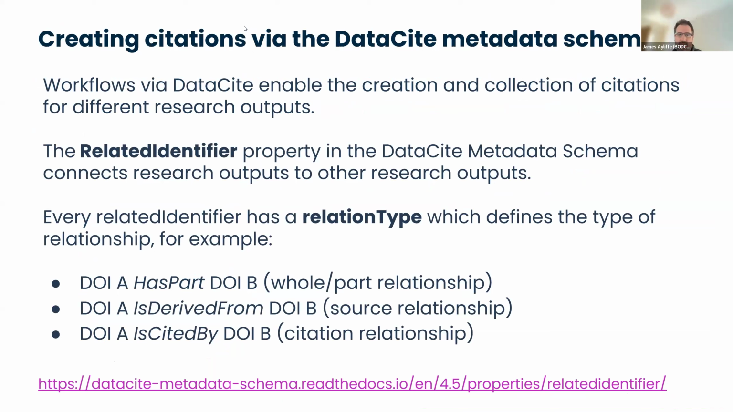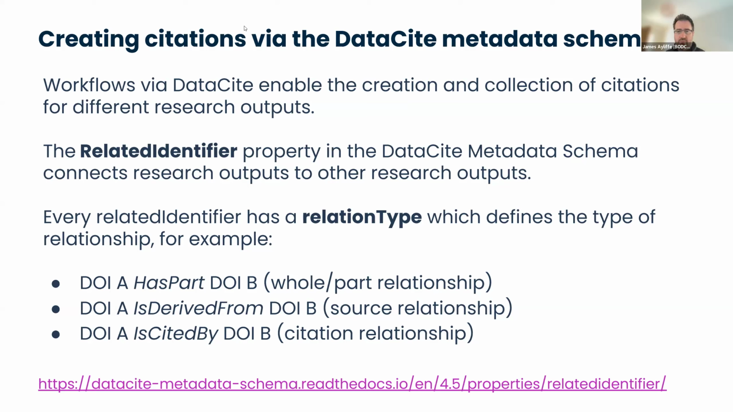So, creating citations via the DataCite metadata schema. The workflows via DataCite enable the creation and collection of citations for different research outputs. The related identifier property in the DataCite metadata schema connects research outputs to other research outputs. I think this element is really powerful in the way that it links the graph element we've talked about before, and using some of these elements to point to other linked digital objects. In the example here, every related identifier has a relation type, which defines the type of relationship, for example DOI-A has part DOI-B. So you have whole or part relationships.